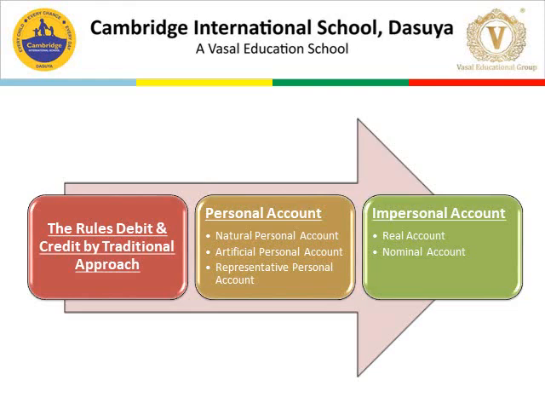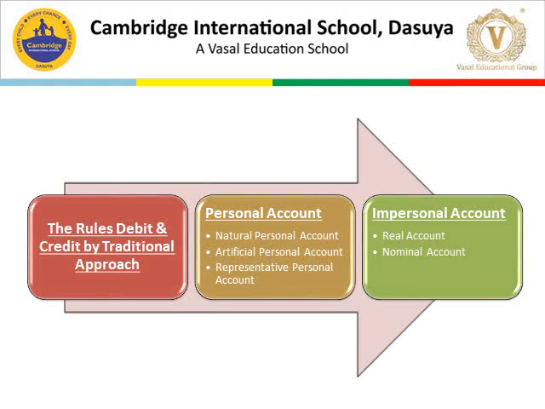According to the traditional approach, accounts are divided into personal account and impersonal account. In personal account, we will take a natural person, artificial person, a representative person. Natural persons are the persons which are created by God. These are like Aman, Raman, Radha, Mukesh, etc. Artificial person means a person which is created by law.